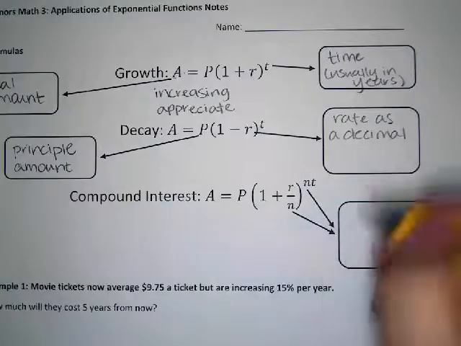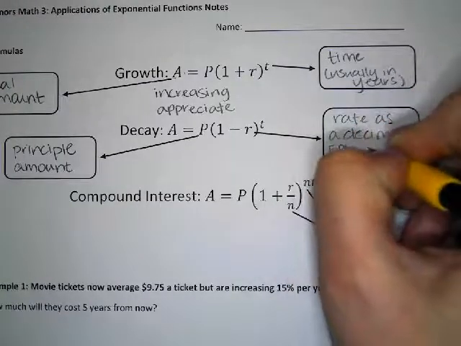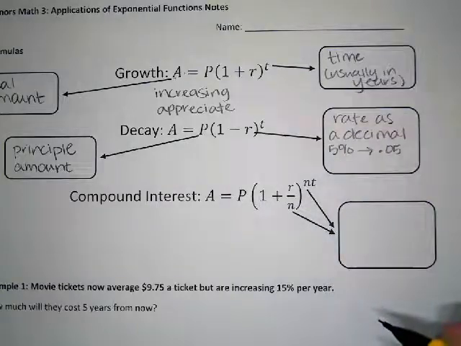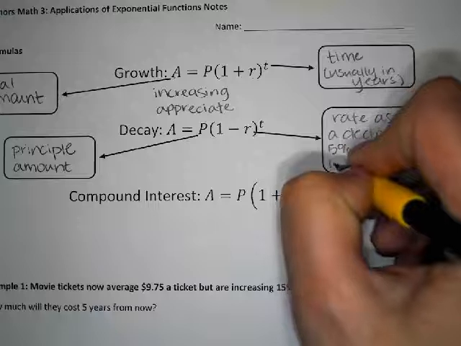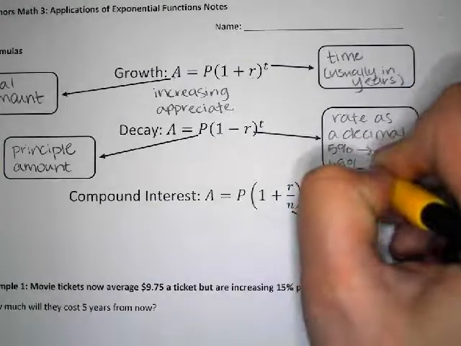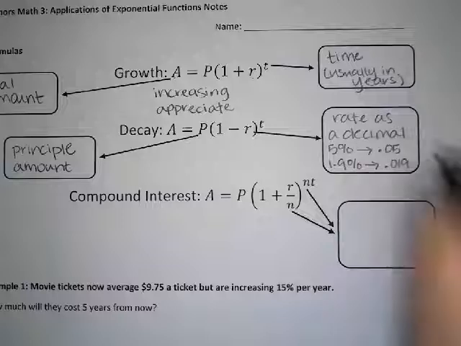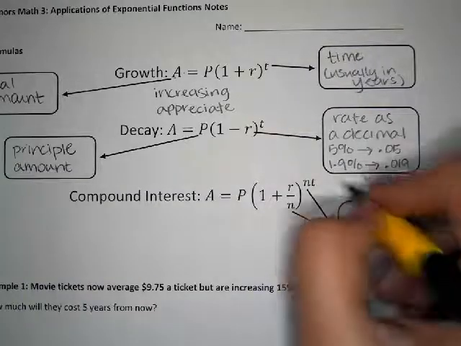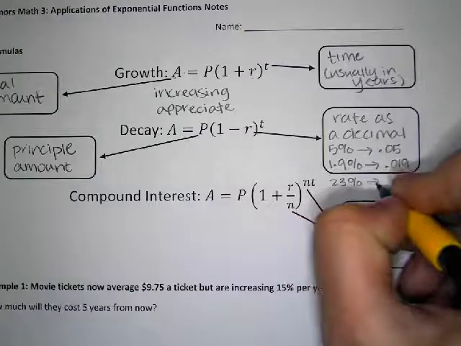So if we had 5% as a decimal, that would be 0.05. If we had 1.9% as a decimal, that would be 0.019. If we had 23% as a decimal, that would be 0.23.